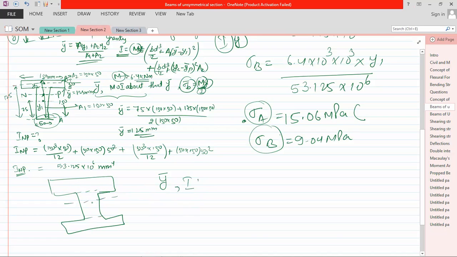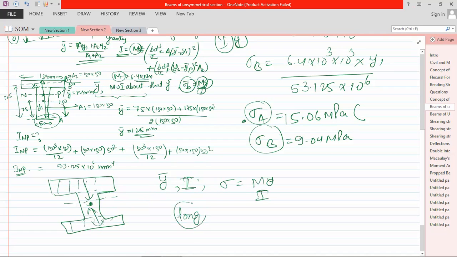Sometimes there is symmetry, and the neutral axis will be at the center point, because the top area and the bottom area are the same. But you need to find I. Then sigma will be M y by I. So the distance from the top fiber and the distance from the bottom fiber, you need to find. So this is a long question.